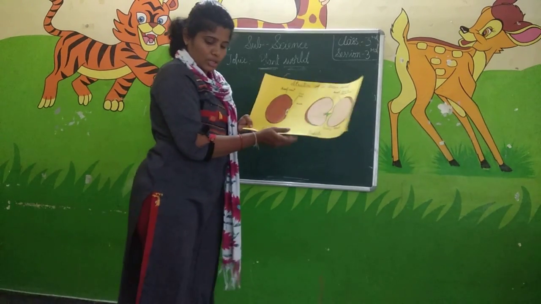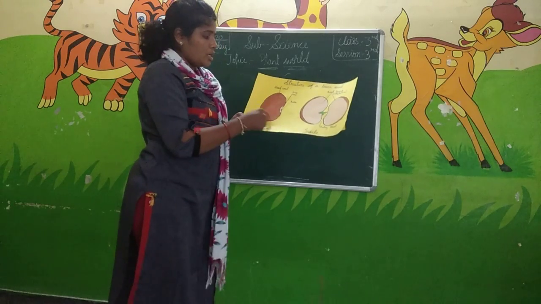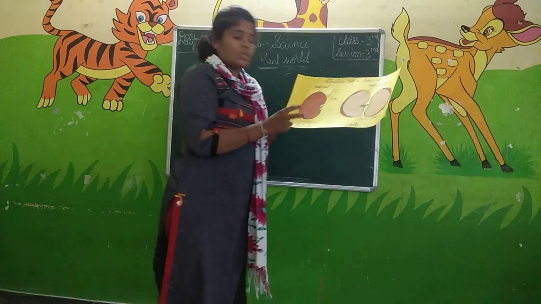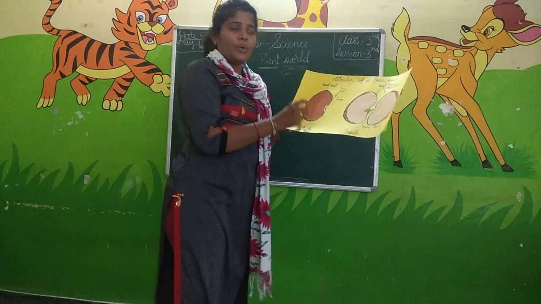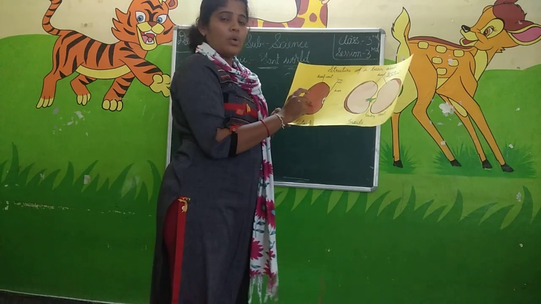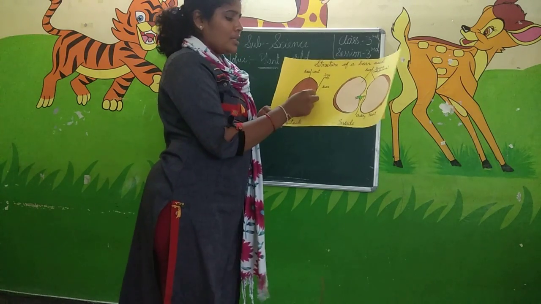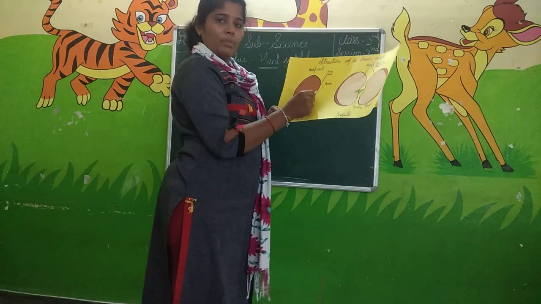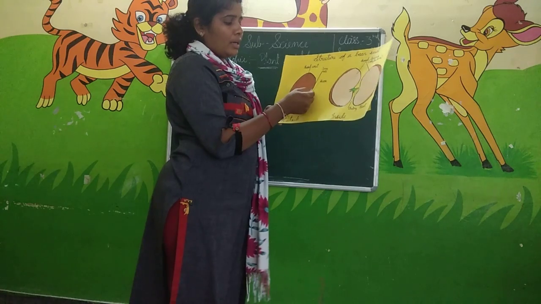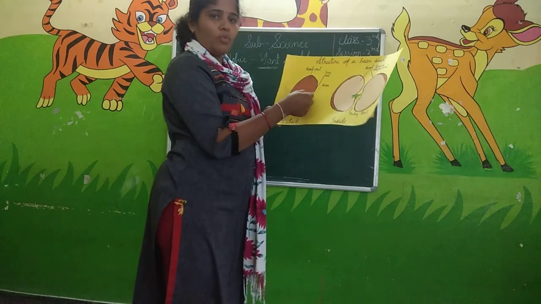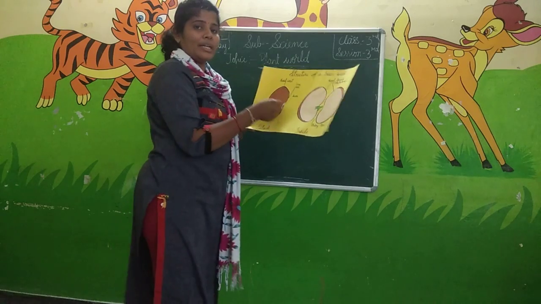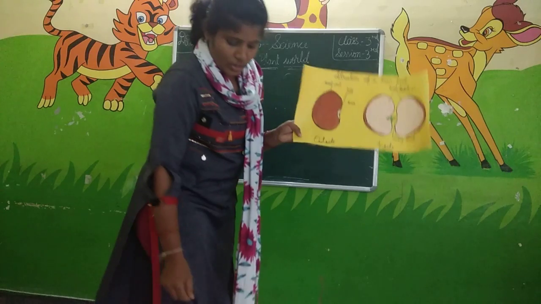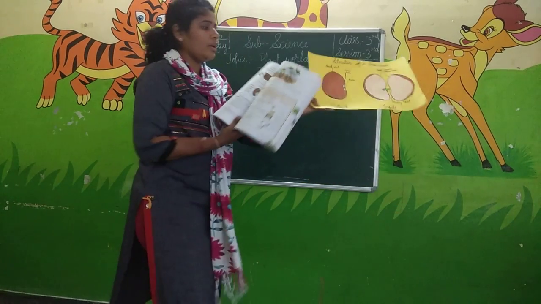This is the outer structure of the seed. The brown portion that we are seeing is called the seed coat, which protects the seed. The seed cannot be broken very easily. On one side of the seed you can see a scale; from here the plant will grow. In that there is a tiny hole which allows water and air to get inside the seed to grow a plant. This is the outer structure of the seed.